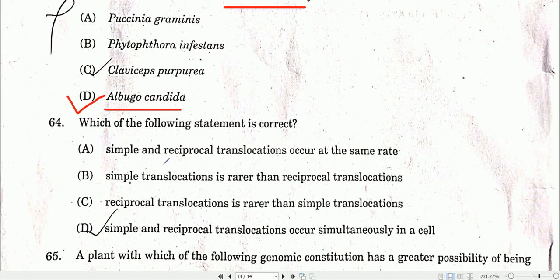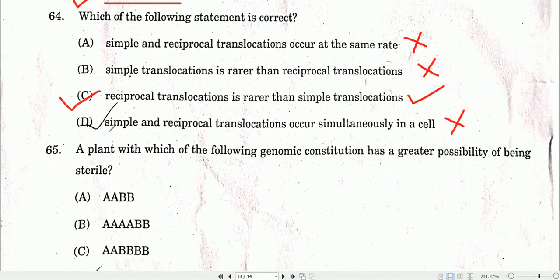Simple and reciprocal translocation occurs at the same rate. It is not correct. Simple translocation is rarer than reciprocal translocation. This is also not correct. Reciprocal translocation is rarer than simple translocation. So this is the correct one. So option C will be the correct one. And simple and reciprocal translocation occur simultaneously in a cell. That is also not correct. So option C will be the correct one.